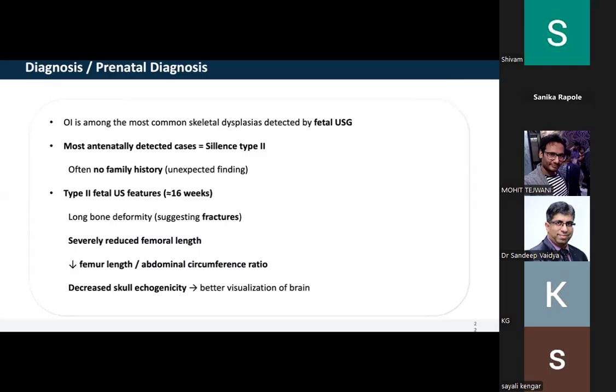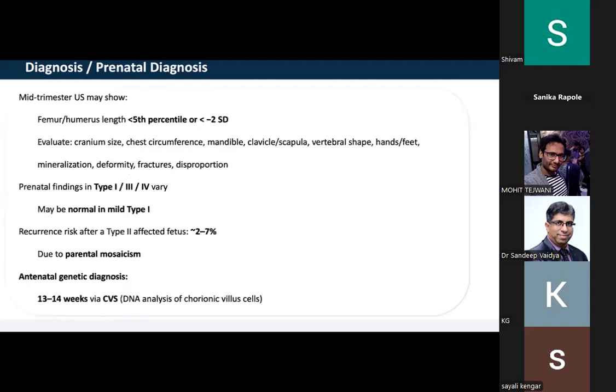Some clues on the ultrasound: the type 2 ones are seen properly, and they generally don't have any family history. The long bone deformity is going to be there, which implies fractures. The length of the femur is going to be reduced. The skull is going to be echogenic. And on mid trimester scans you can see a couple of red flag signs which can tell us that maybe this is OI.